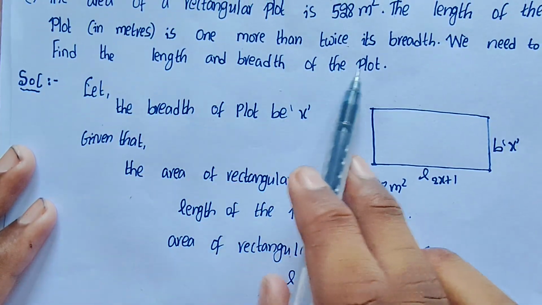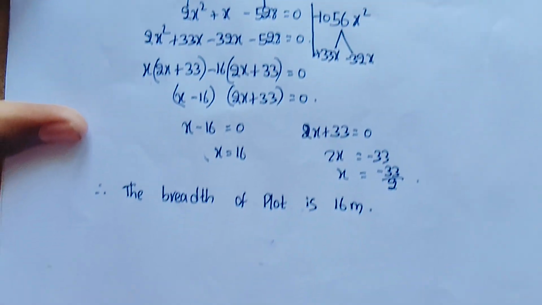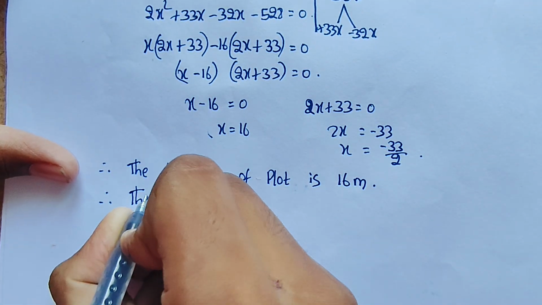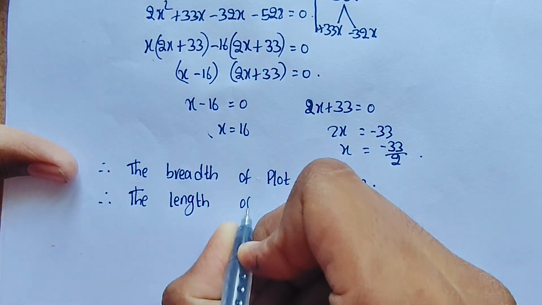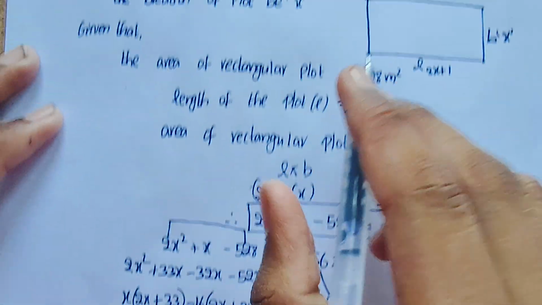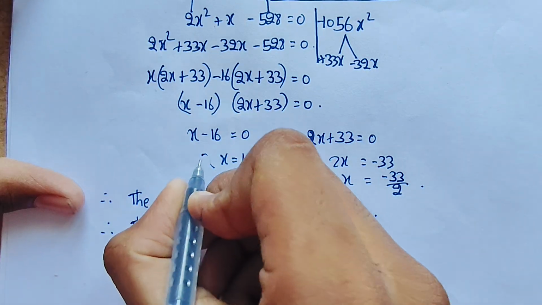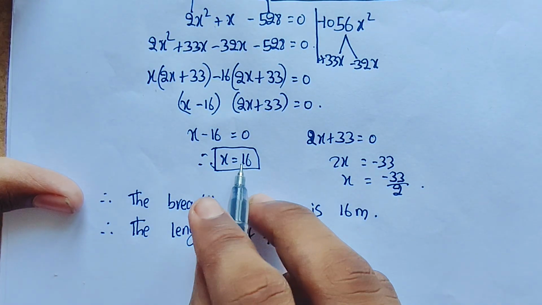After, by the way, he also asked the length of the plot. So the length of the plot L is equal to 2x plus 1. Therefore, again I am writing that the length of the plot is what he said, 2x plus 1. The value of x that we got is 16.